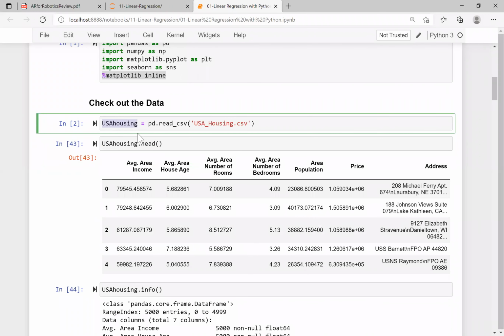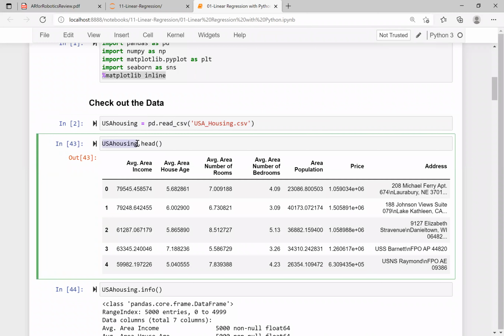I'm creating a variable called USA housing, and I'm reading the CSV file using the pandas read_csv method, providing the file name. All the data in the CSV file is now being loaded into this variable USA housing, and this variable is going to be a pandas data frame. So I can use USAhousing.head() to see the first 5 rows of my data. This is how my data looks like.